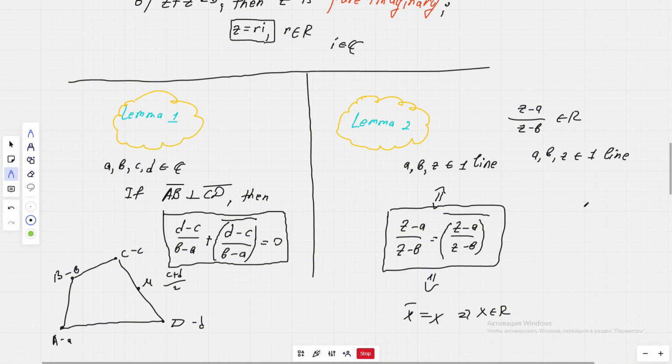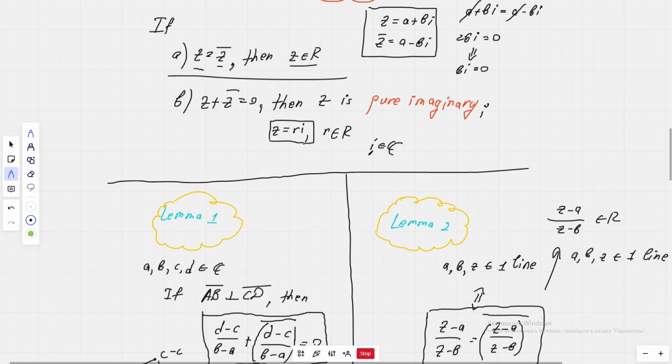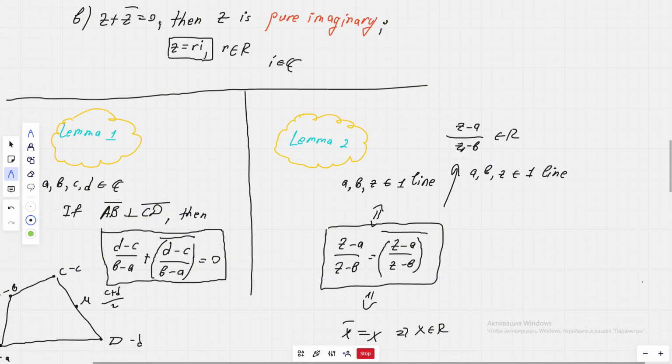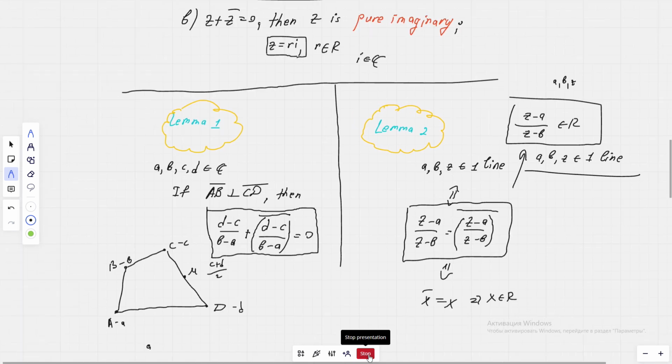The second lemma says that if 3 points A, B, Z lie on one line, then it implies that (Z minus A) over (Z minus B) is equal to its conjugate form. Or in other words, we can say that (Z minus A) over (Z minus B) is real, as we have proved here. And this is enough for us to know that A, B, Z lie on one line. Okay, let's get going.